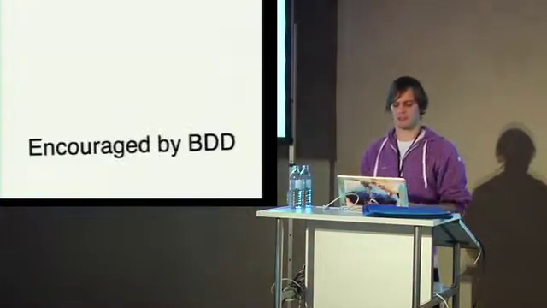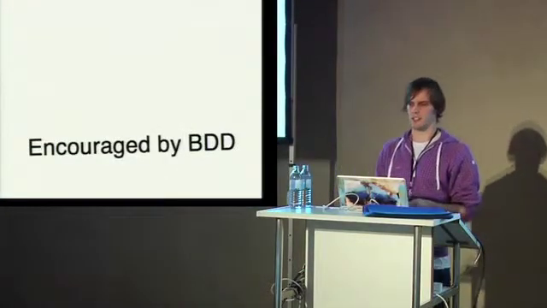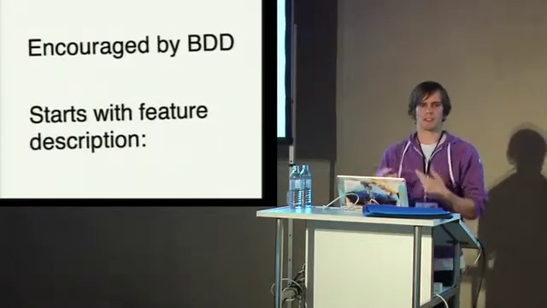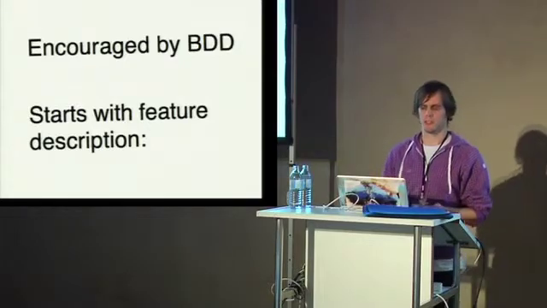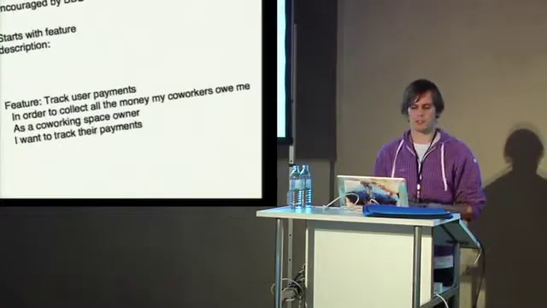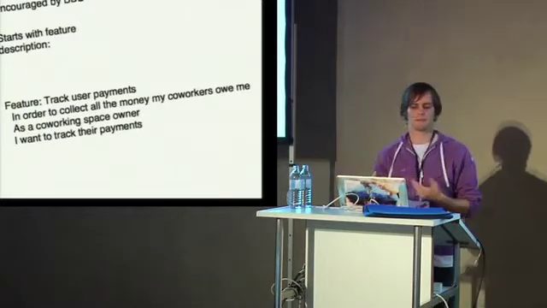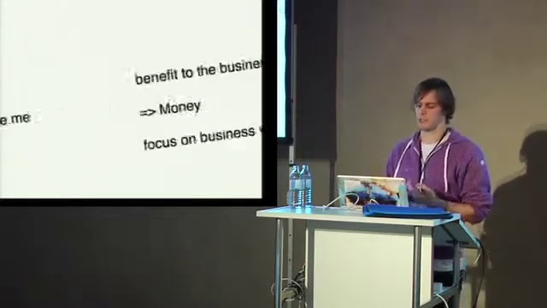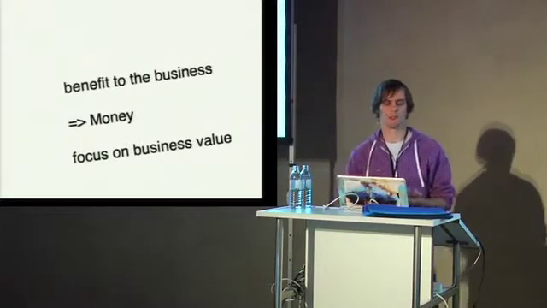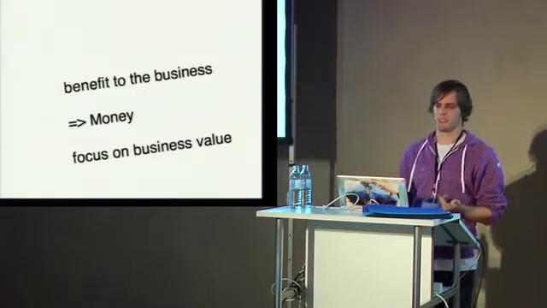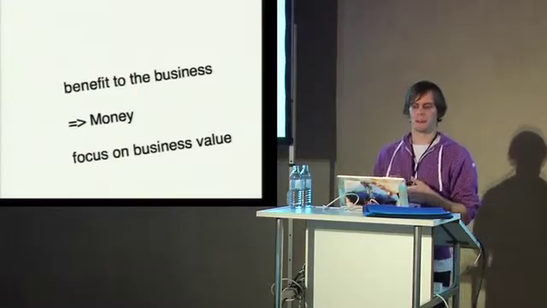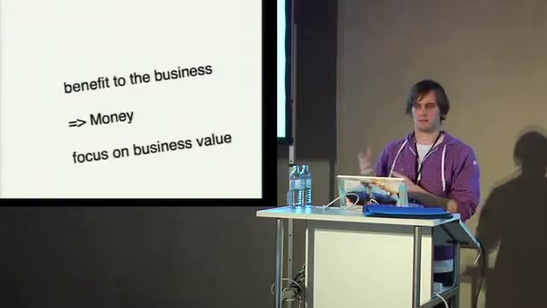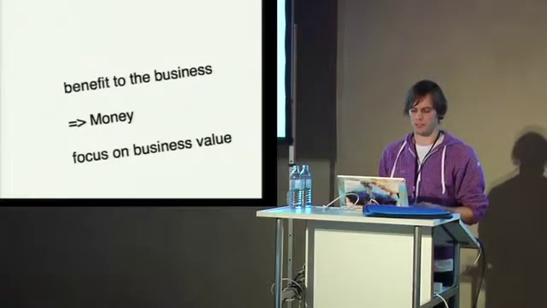And that's actually encouraged by BDD people. How it works is that you start with a feature description, and it has a little formalized format. You're first describing the feature and the business benefits, what it's supposed to do for your business. And the business is there to make money, and so the benefit should always end up in making money or saving money for the business. But that's the business side, as I said, so we're not going to worry about that too much.